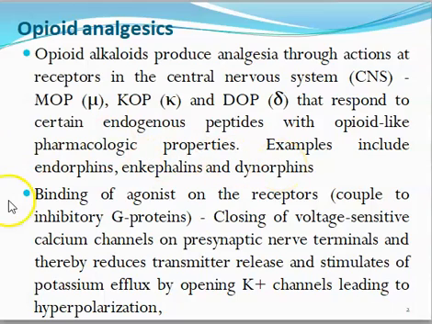Now, of course, binding of an agonist on the receptors, which are coupled to the inhibitory G protein, leads to closing of the voltage-sensitive calcium channels on the presynaptic nerve terminals, and thereby reduces transmitter release and stimulates efflux of potassium ions via the potassium channels, leading to hyperpolarization. All this leads to no generation of action potential, which means that if no action potential is generated, there will be no impulse transmitted to the CNS for pain.